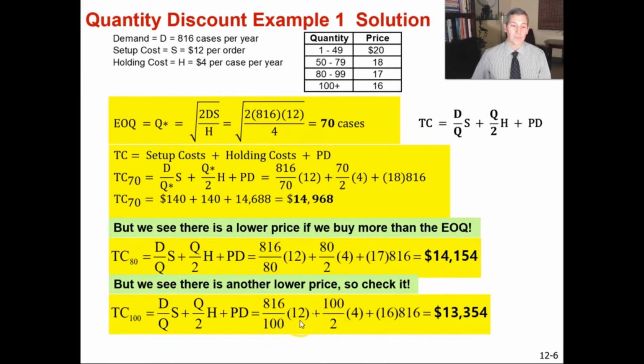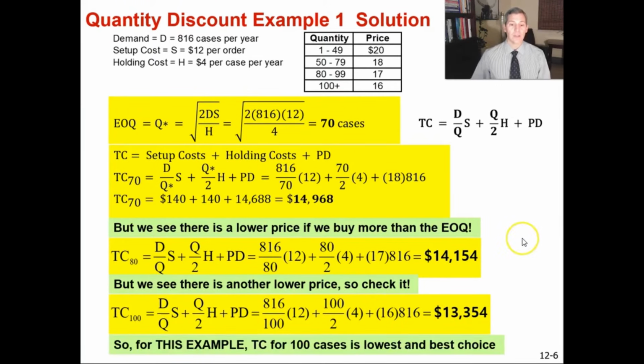But you can see in our order quantity, because our order quantity is now 100, it's no longer the economic order quantity. Just like our last example, our order quantity was 80, not 70. So we increased our order to 80 to get the $17 price, and that brought our cost down to $14,000. But now we're going to buy 100 at a time. So the quantity of 100 cases at a time brings our price per case down to 16, and therefore that is our lowest total cost of $13,354.